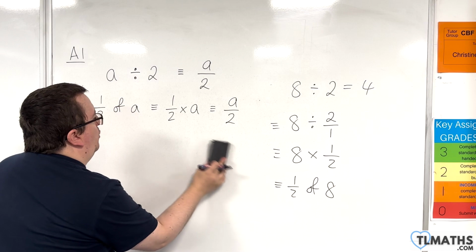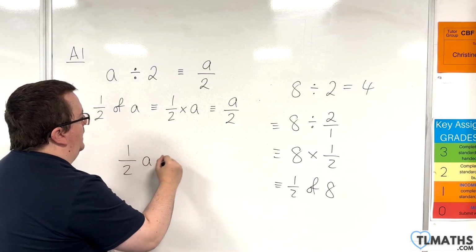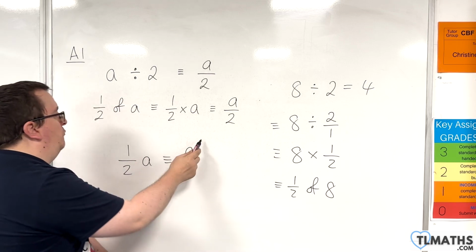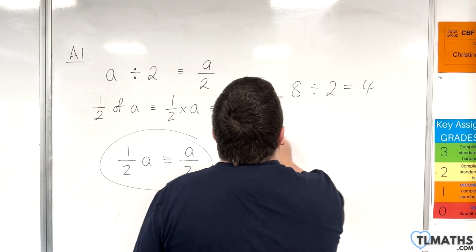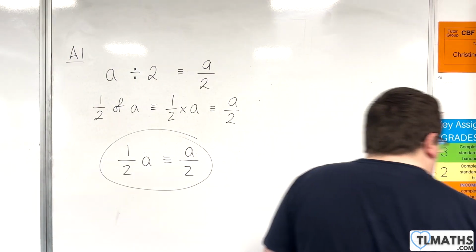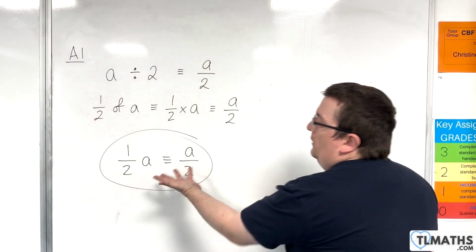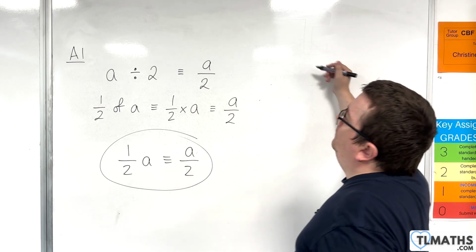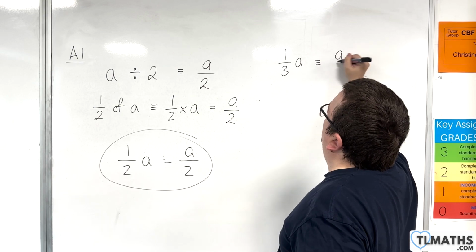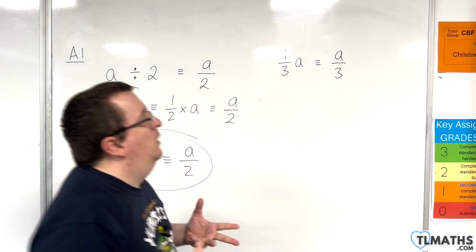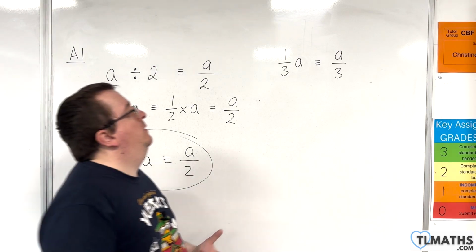Okay, and this is an important part of it, because if we know that 1/2 A is the same as A over 2, this is a really, really important notation bit that students often forget and confuse. So these two things are the same. So if I want to write 1/3 of A, this is the same as A over 3. It means 1/3 times A, or A divided by 3. They are the same thing.